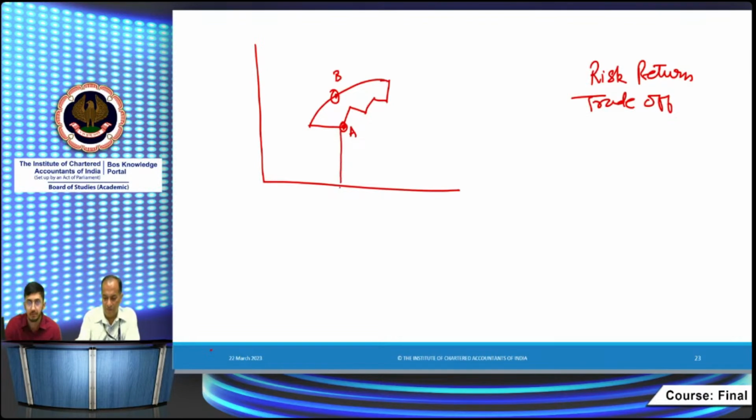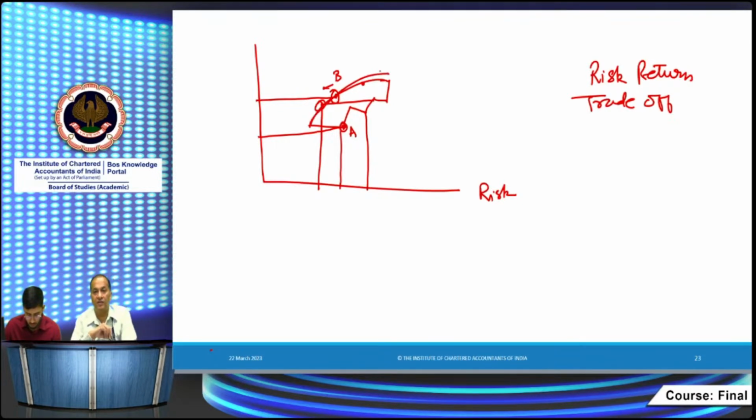Now they have the same risk level, but these have a higher return. So we should go for the same. Similarly here, we can say that they have the same return but lesser risk. This point. So this forms the efficient frontier. This combination forms an efficient frontier.